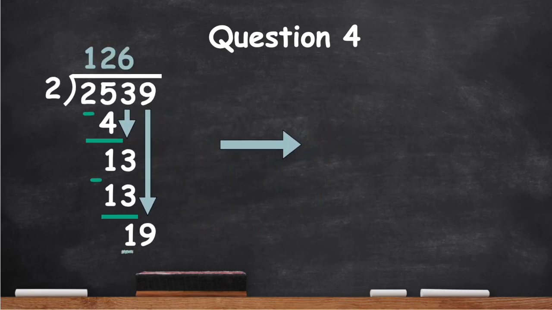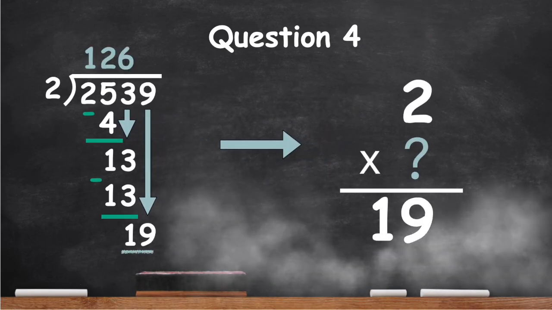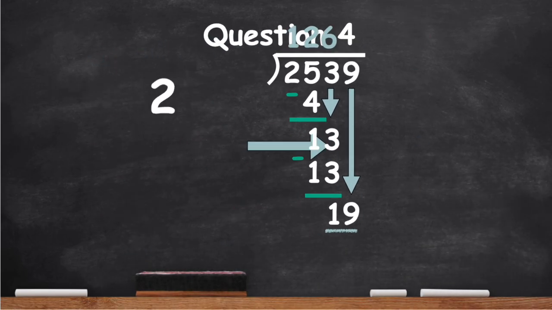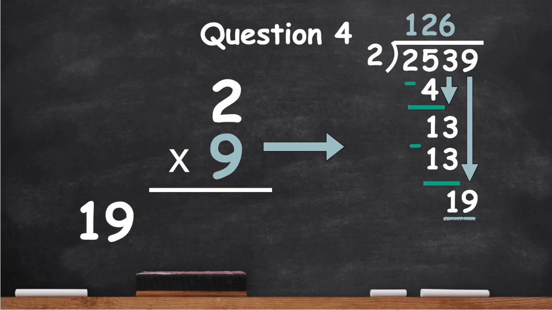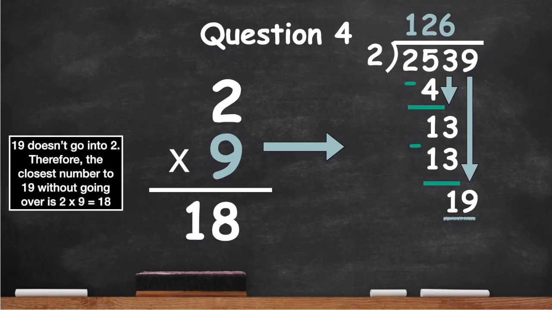So 19 divided by 2, 2 times what gives us 19? Nine. The closest number to 19 is 18. So again, 2 doesn't go into 19 evenly. Therefore, the closest number to 19 without going over, because 2 times 10 equals 20. So therefore, the closest number to 19 without going over is 2 times 9, which is 18.